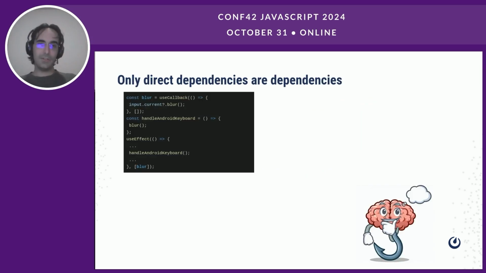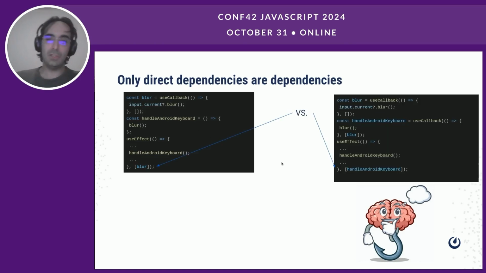Also, just use direct dependencies as dependencies. For example, we have this situation. We have a blur function that has a callback. We have this handleUnderKeyboard that is just a normal function with another callback, calls blur, and an effect that uses handleUnderKeyboard. And we say, okay, we cannot depend on handleUnderKeyboard because it's going to re-render on every render, and we don't want that. But I don't want to put a useCallback here. This only changes if blur changes, so I'm going to depend on blur. That's fine, right? No, don't do that.